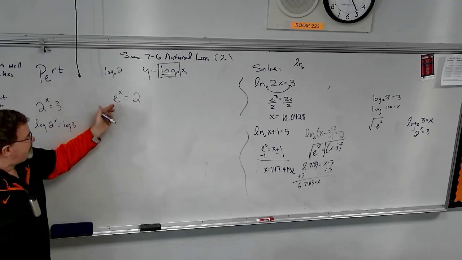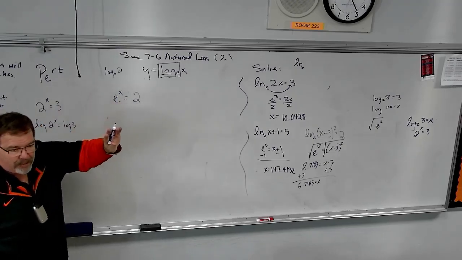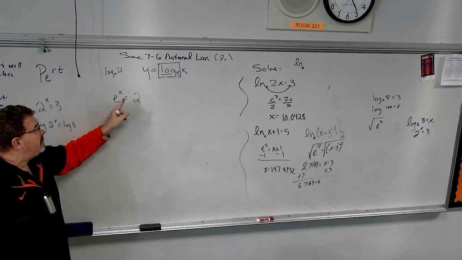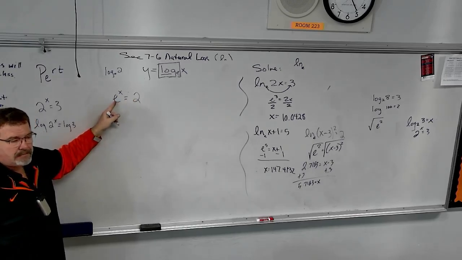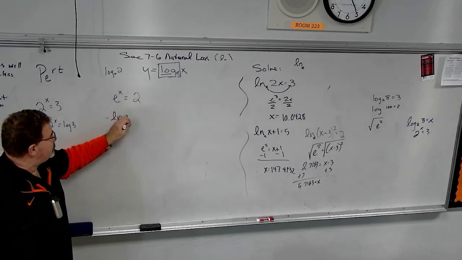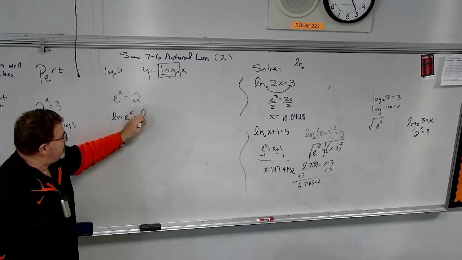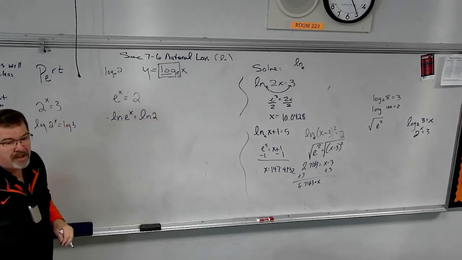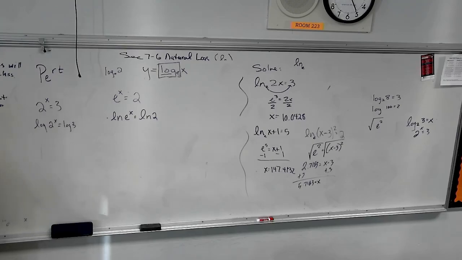So here, since this is a natural log, I'm always going to ask you this: can you convert 2 to base e? No. So we take the natural log of both sides. The natural log of e to the x equals the natural log of 2. The only time you do ln is when it's base e. Where do exponents always go?